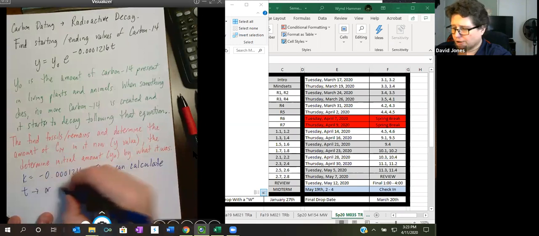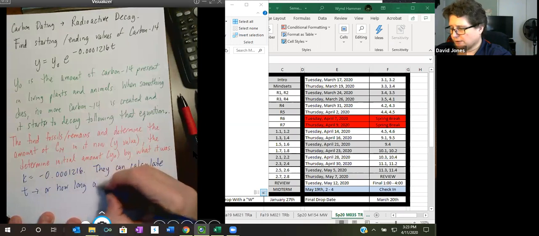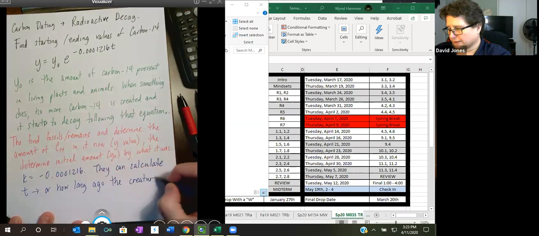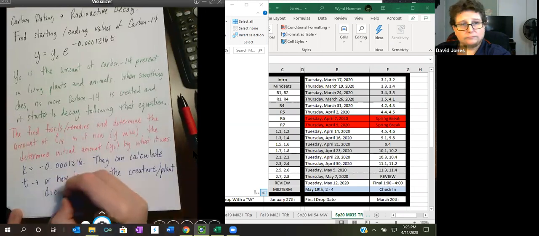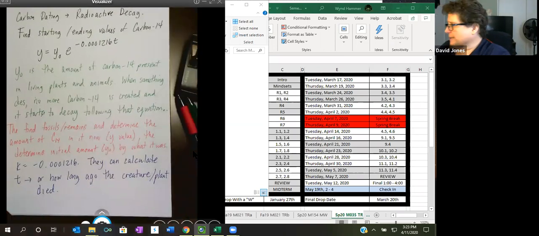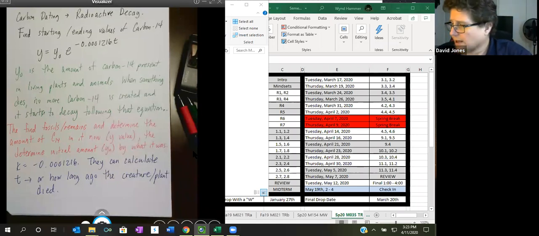Or how long ago the creature, plant or animal, died. That's what carbon dating is. I'm sure there's a problem in there that gives you an example of it. Those are some fun examples of applications of exponential growth and decay.